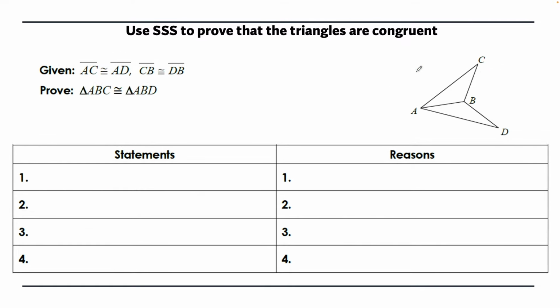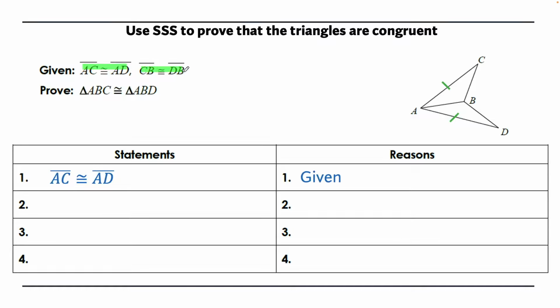Now the next one we're going to do is blank. No statements, no reasons. First thing you're going to do is read it. So AC is congruent to AD, CB is congruent to DB, and we want to prove the triangle ABC is congruent to triangle ABD. All right, we're going to start, just like we did before, one by one with the given information. So AD is congruent to AC. Let's mark that there, and the reason is because it was given.